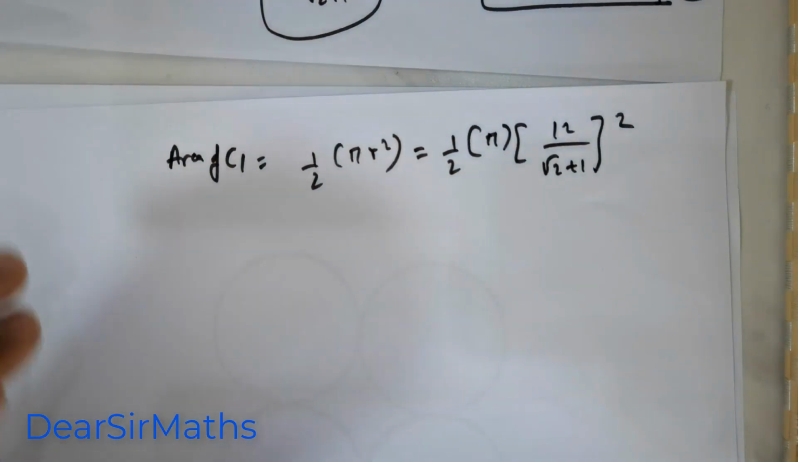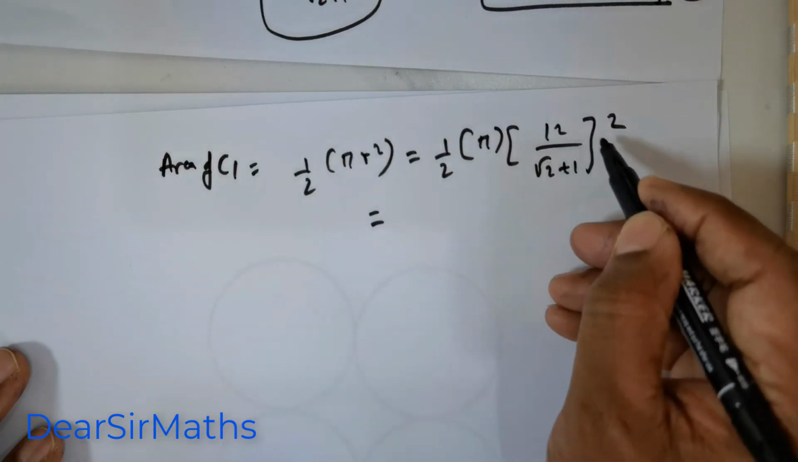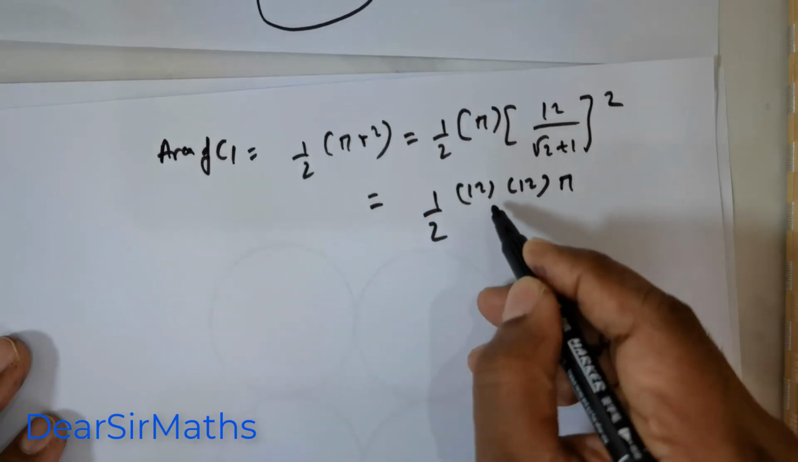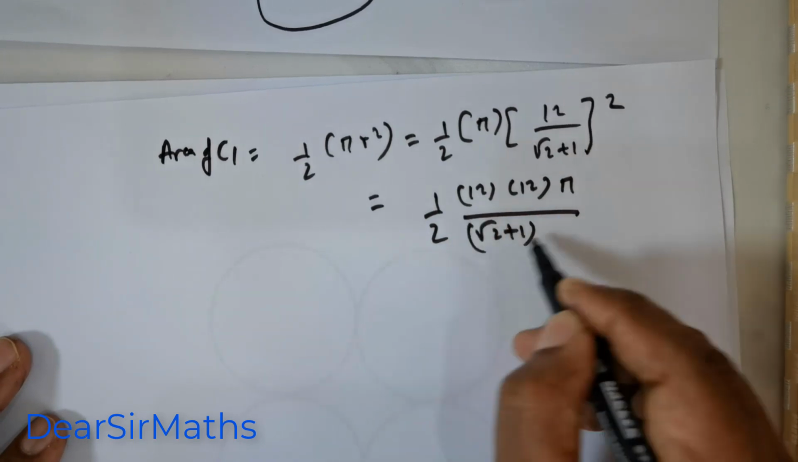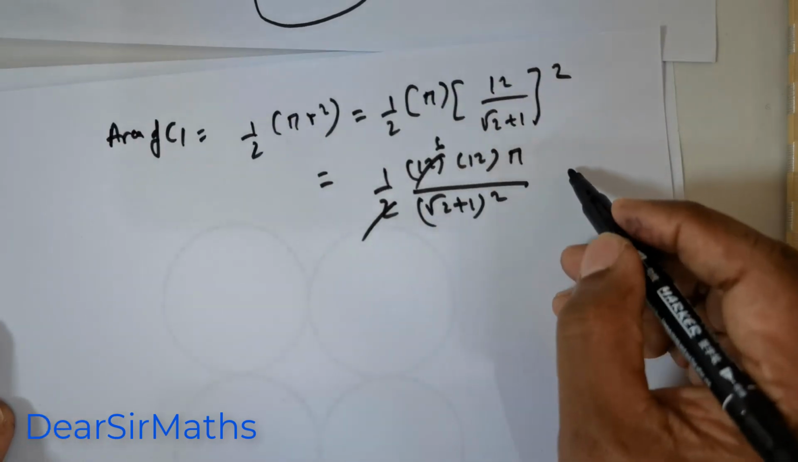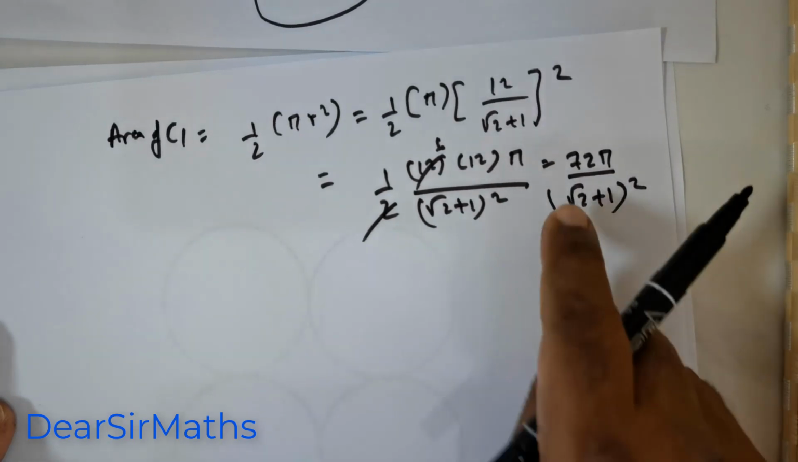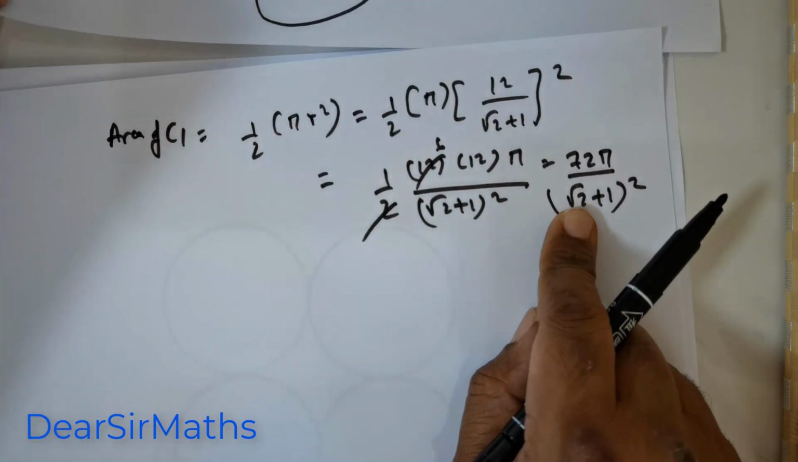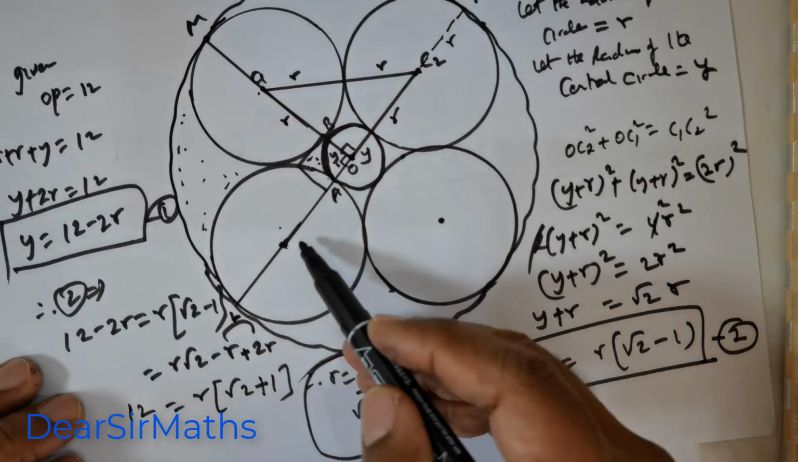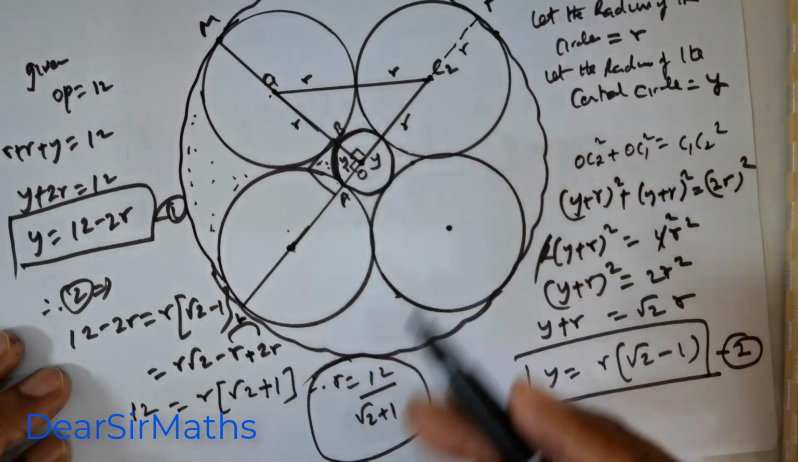This has to be raised to the power of 2. So if you raise to the power of 2, I can rewrite this as 12 into 12 times pi times 1 over 2 divided by root of 2 plus 1 squared. I'm not going to touch anything with the root of 2 plus 1 squared, but this I can reduce. So 2 divides 12 6 times. So 72 pi divided by root of 2 plus 1 raised to the power of 2. So this is one value. Now the area of this will also be the same thing, right? Because this radius is going to be the same r. So we have got that value.